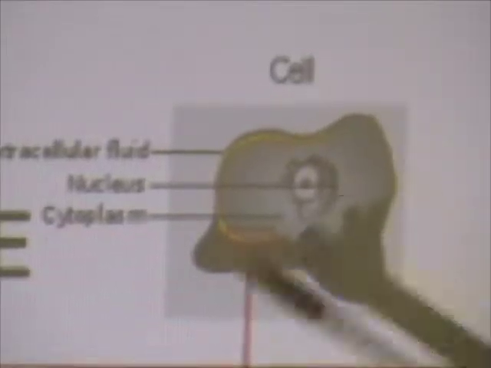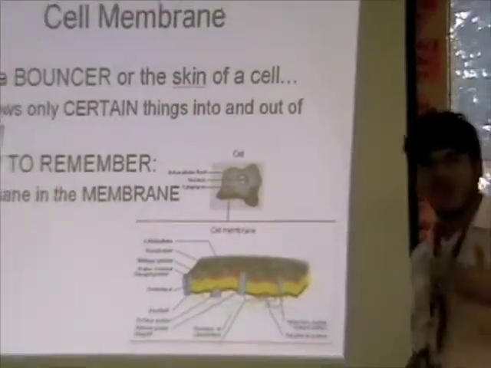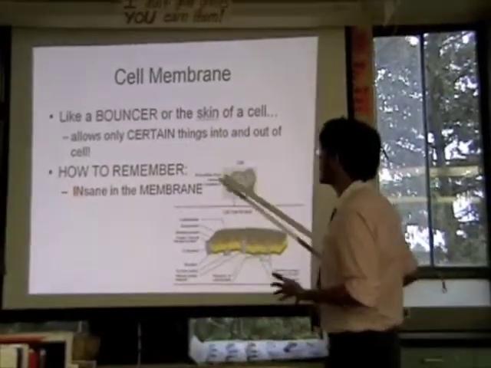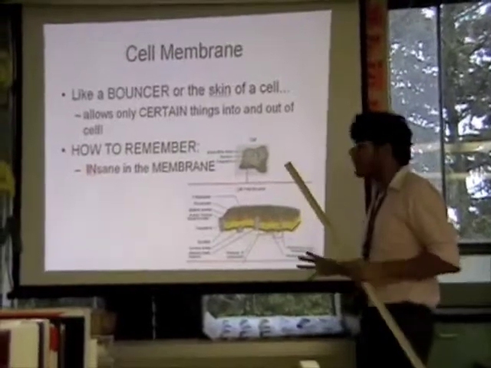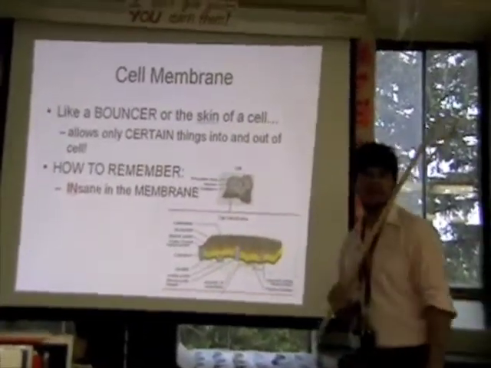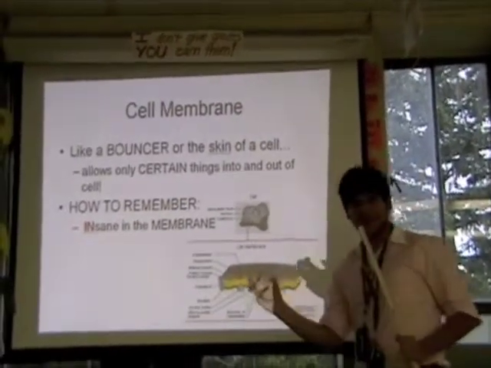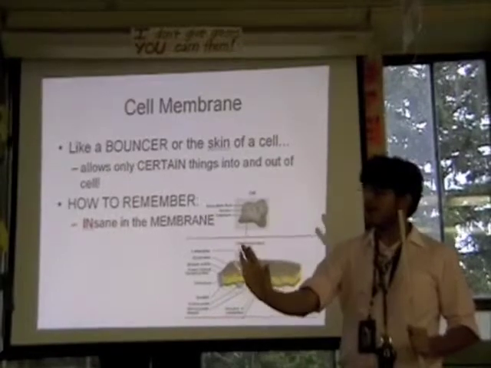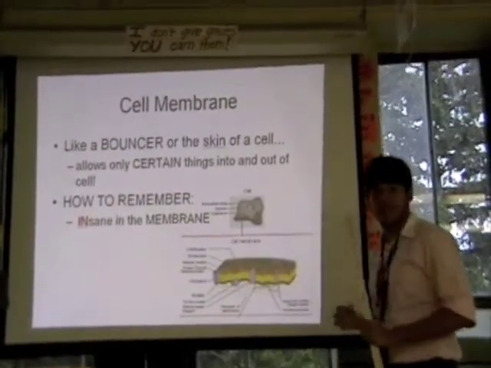It's the outer layer of the cell, and you can kind of think of it like a bouncer. The reason why I think of it like a bouncer is because the outer layer, just like your skin, doesn't let everything in. Some things can come in, but not all. And so it only allows certain things in and out of the cell. That's the major function of the cell membrane. To let some things in and to say, hold on, wait a minute, shorty, can't get in. So some things can come in, some things cannot.